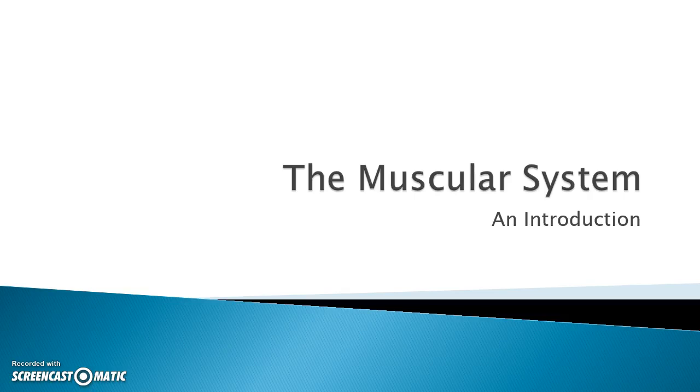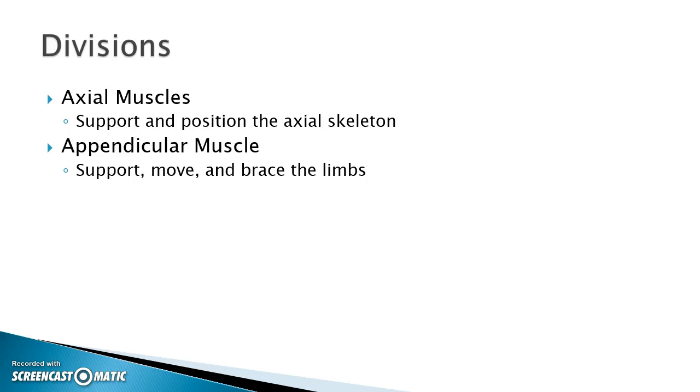This presentation is an introduction into the muscular system. The muscles of the body are divided into two divisions, the axial and appendicular muscles. The axial muscles help support and position the axial skeleton. Recall that the axial skeleton includes the skull, spine, and rib cage. The appendicular muscles support, brace, and move the limbs.